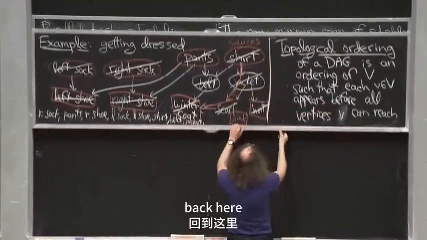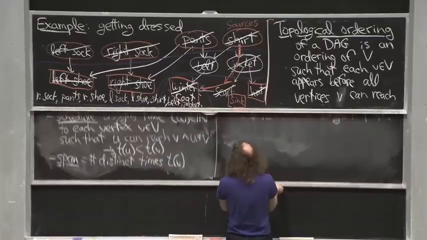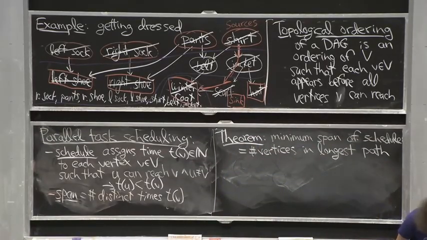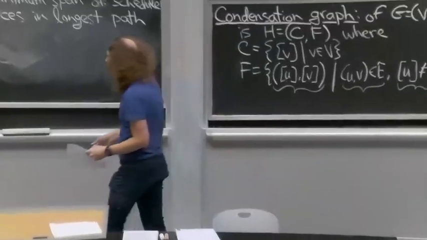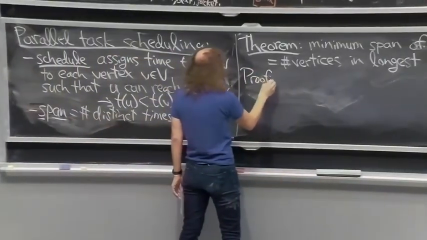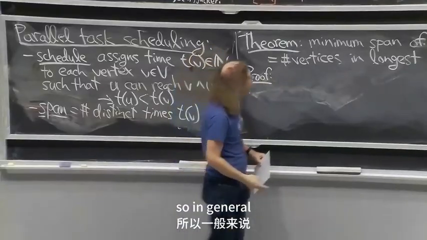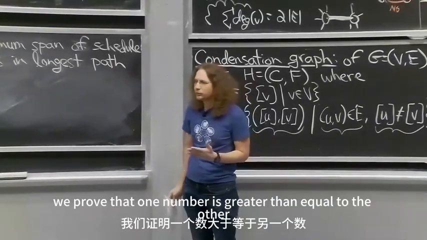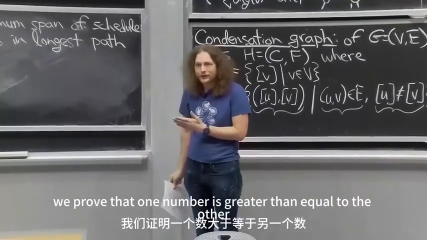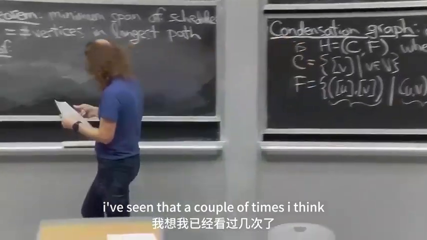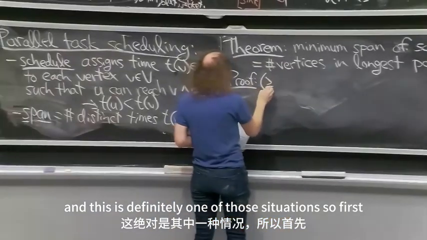Let's go back here. So in general, when we want to prove that 2 numbers are equal, usually we do it in 2 parts. We prove that one number is greater than or equal to the other, and one number is less than or equal to the other. I've seen that a couple of times, I think. And this is definitely one of those situations.